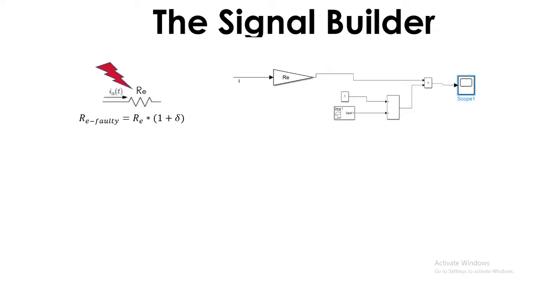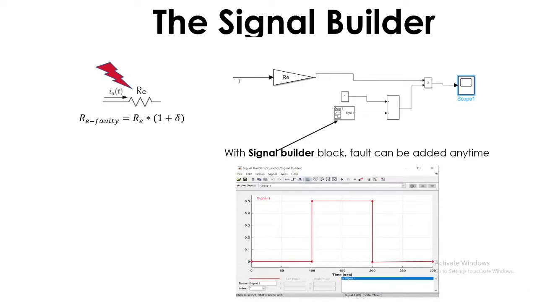Then we can use the signal builder block available in MATLAB Simulink. The same function, but here we'll use a signal builder as shown in the picture below. With the signal builder block, the fault can be added anytime. And if we expand the signal builder, it looks something like this. So here we need to change the axis to 300 seconds and then we can add our fault.